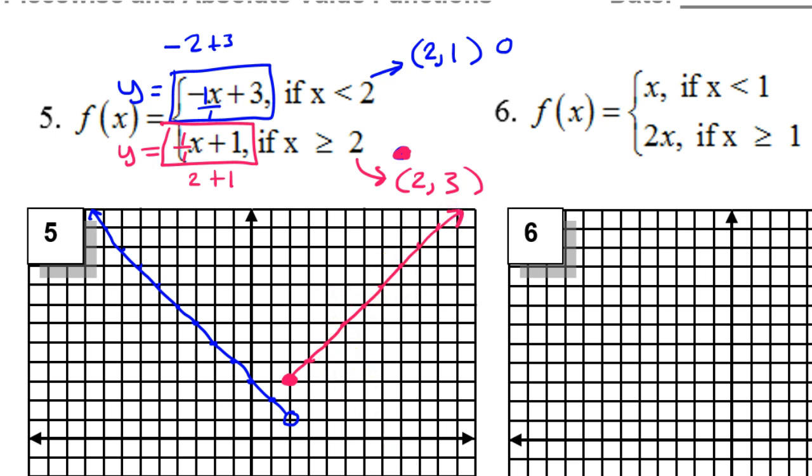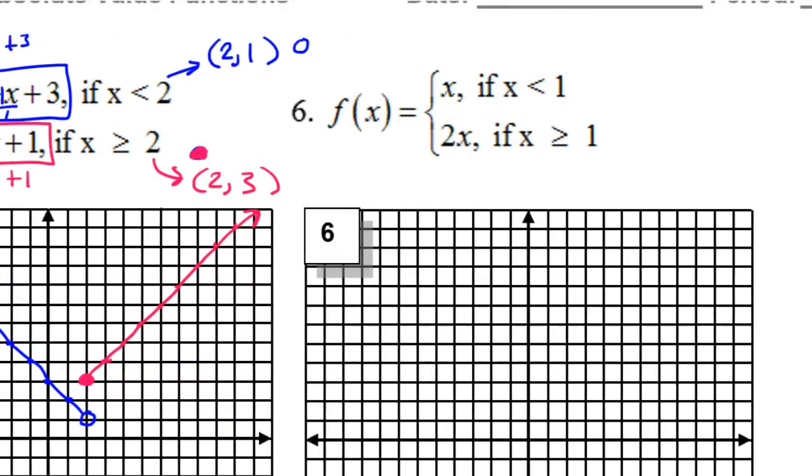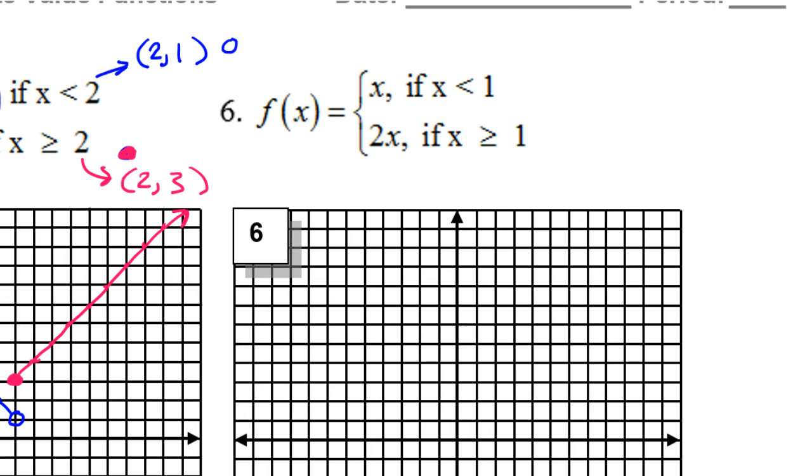That's it for number 5. Okay, let's take a look at number 6. Let's start with the first piece of the graph, which is y equals x. This is going to give us the endpoint, so it should be 1, something.